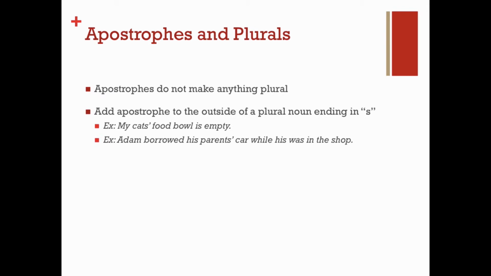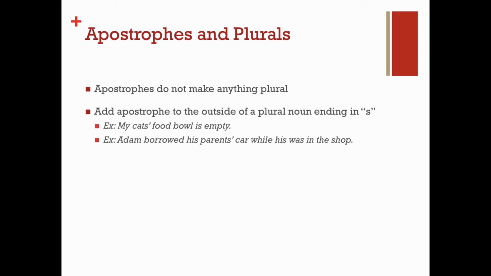When I was mentioning that people try to make the apostrophe do more than what it's supposed to, a lot of times people assume that the apostrophe helps to make things plural, but it actually doesn't. They don't make anything plural at all. Now, when it comes to showing ownership for nouns that are plural and end with S, you just add an apostrophe to the outside. The first example here explains that perfectly. "My cats' bowl is empty." Here we have more than one cat, and they're all sharing this bowl, and to denote ownership of the bowl between all of the cats, we just put an apostrophe on the outside of cats.